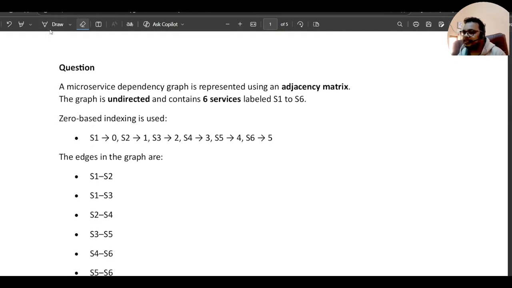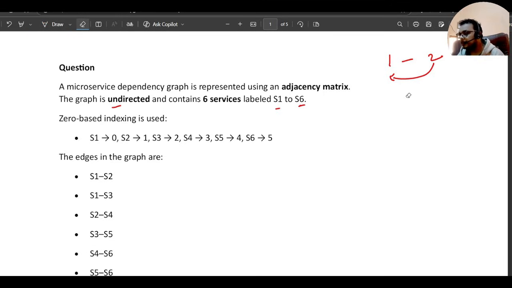A microservice dependency graph is represented using an adjacency matrix. The graph is undirected and contains 6 services labeled S1 to S6. So how many services are there? Total 6 services, S1 to S6. The graph is undirected, which is very, very important. Undirected graph means if we are going from 1 to 2, we can also come from 2 to 1. So we can travel from 1 to 2 and from 2 to 1. This is the property of an undirected graph.